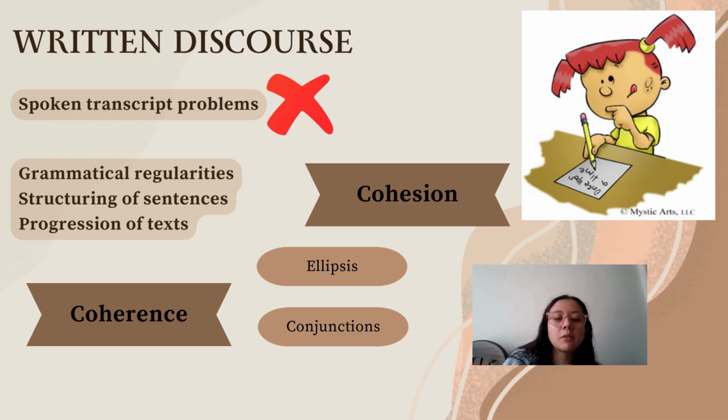When we talk about written discourse, we have to keep in mind that there are no spoken transcript problems, because the reader doesn't have to deal with intonation or tone of voice or turn taking. Instead of that, we focus on the grammatical regularities, structuring of sentences, and progression of text. And all of this has to do with cohesion, coherence, ellipsis, and conjunctions.